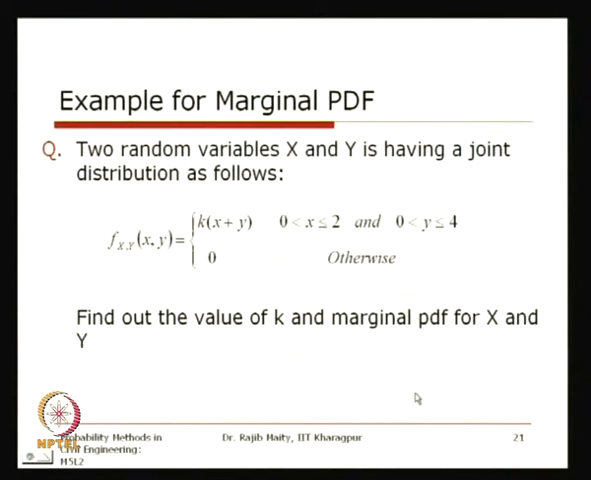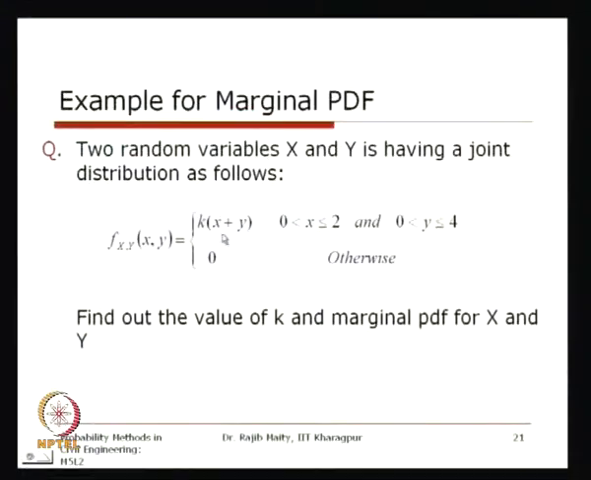So that is the example of the uniform distribution, because the PDF form is constant, which equals 2. But if we take a PDF related to dependent variables x and y, say two random variables x and y having the joint distribution k(x plus y), where the x range is 0 to 2 and the y range is from 0 to 4.